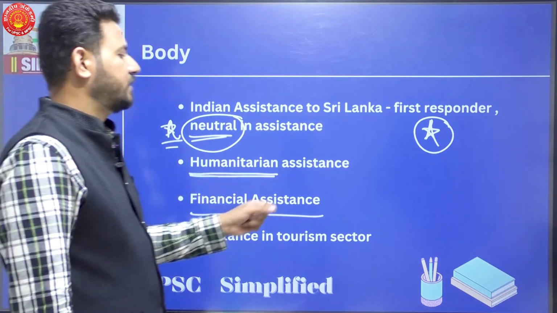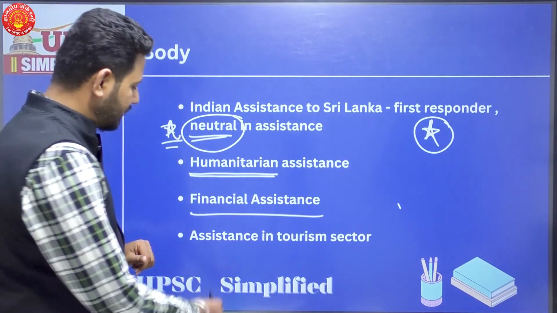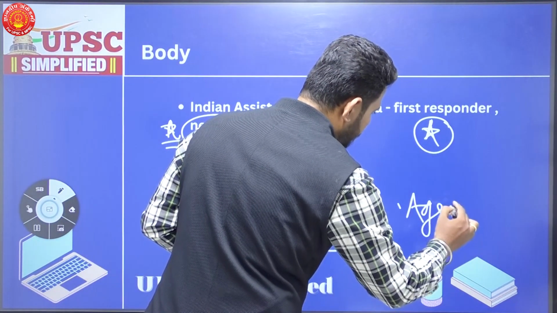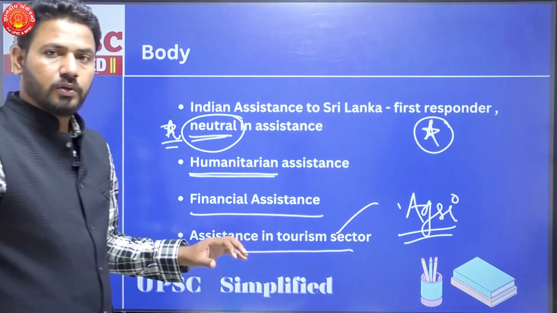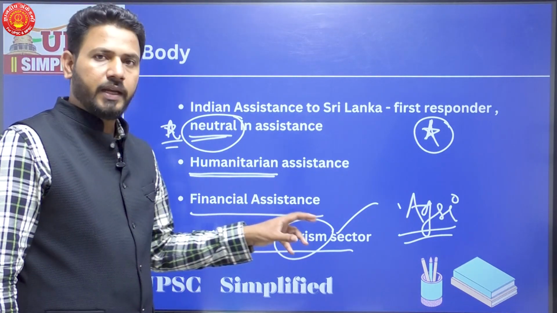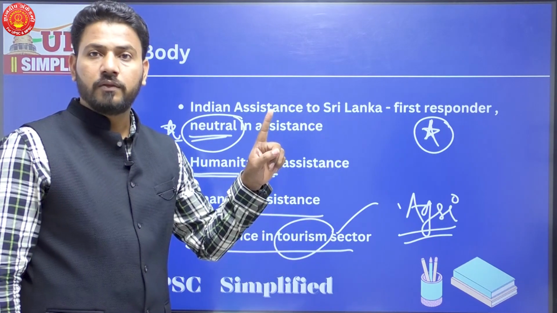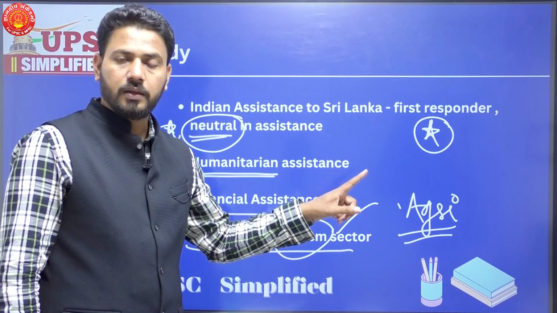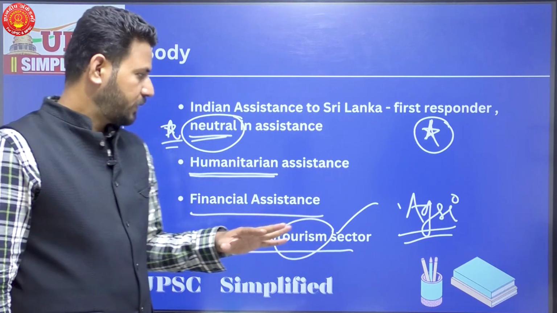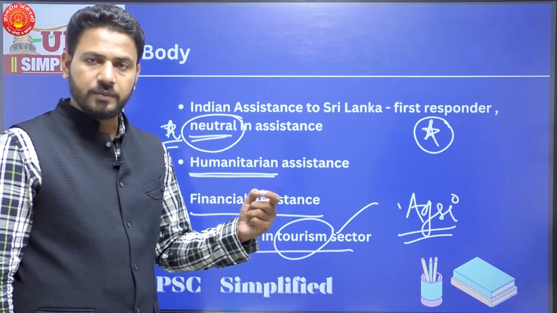So these facts and figures will have to come in your answer, but I'm not putting these here right now. Then assistance in the tourism sector and agriculture sector also. Tourism is a very important part of Sri Lanka's economy. So India had also given aid to revive the tourism sector in Sri Lanka, and also a very big amount of financial help for reviving the agriculture sector. So these are the four different types of assistance that India provided in times of crisis.